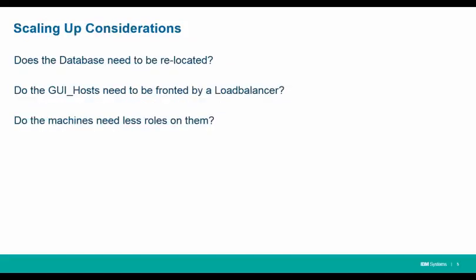So some of the things you need to look at, well, if I am going to a higher edition, do I need to relocate the database? Do I need to consider switching to, perhaps, an HA-enabled database? Do I need to front-end my GUI host with a load balancer? Perhaps the demand is getting high enough so that I need more than one GUI host. And do I need to consider changing the roles of the individual machines? Do I perhaps need to look at moving the LSF master host, the primary and secondary, perhaps to machines that only perform that function? So these are things that you need to keep in mind as you switch editions.